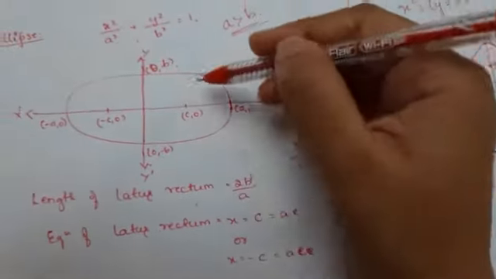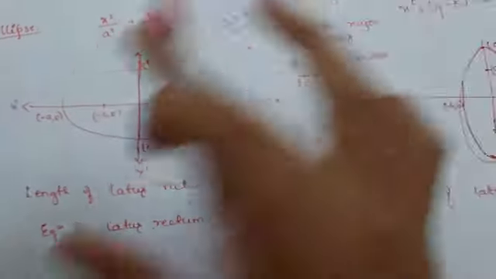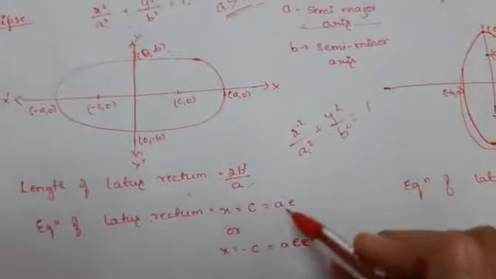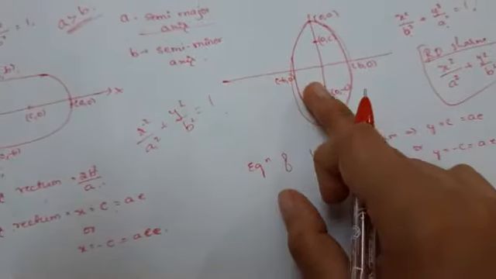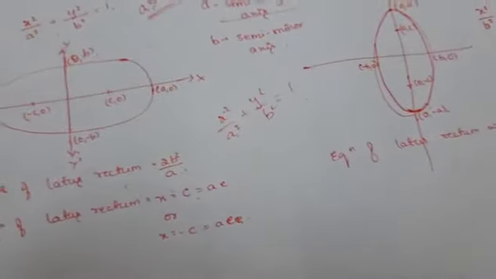x is equal to c. So x is equal to c or x is equal to minus c, because we are having two foci here. c is nothing but a into e, where e is the eccentricity. Here also y is equal to c or y is equal to minus c, that is ae itself. So the equation of the latus rectum retains as it is.